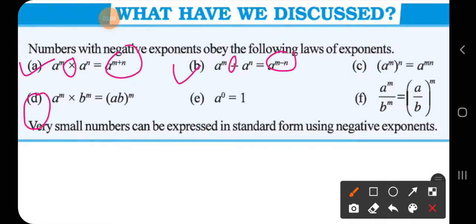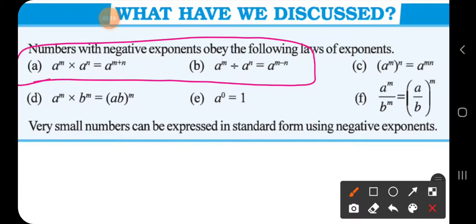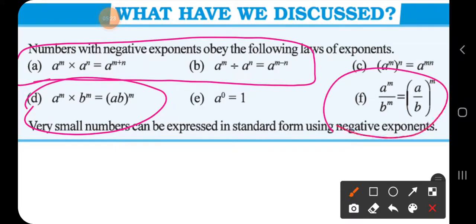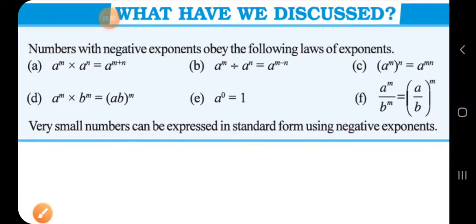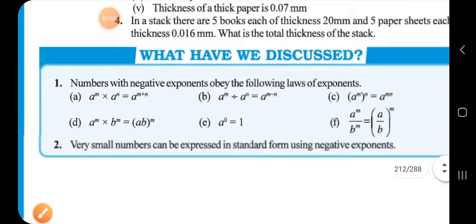Then this D and F are both a pair. When multiplication is there, then you have to multiply. When division is there, then you have to divide. What is the difference? In the first A and B, you have to add the powers or subtract the powers. But in D and F, you have to multiply the bases or divide the bases because the powers are the same. Okay, so this is the basic introduction for this lesson. Thank you.